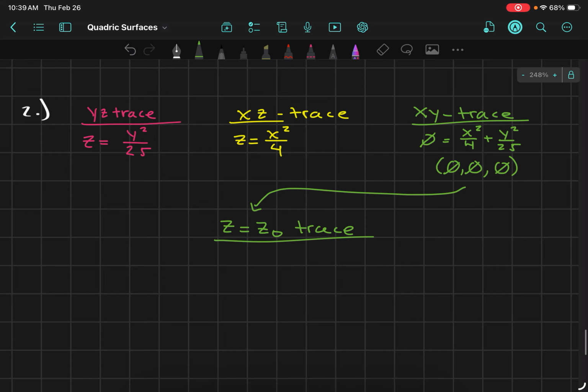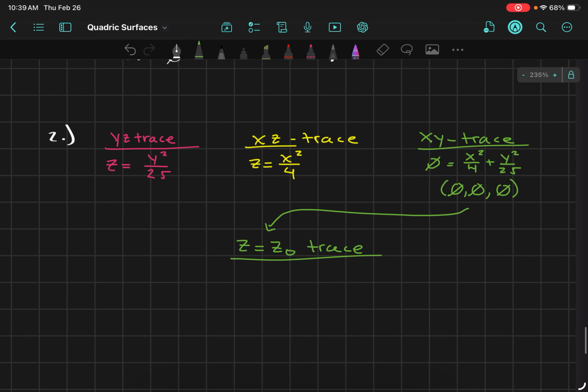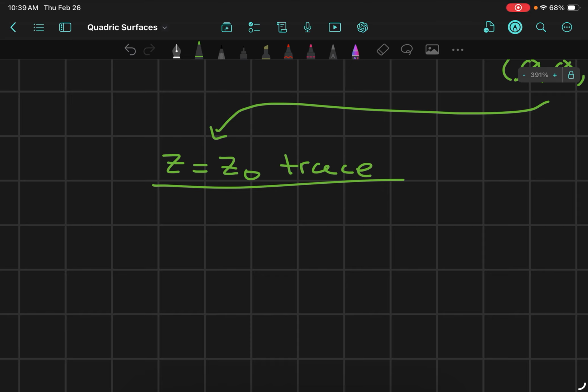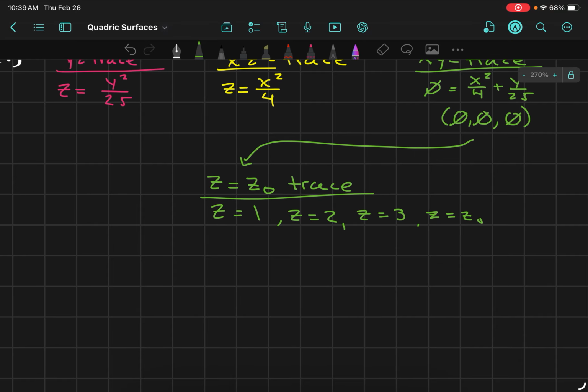So, what this means is essentially you will have scenarios wherein one of your traces may give you 0, 0, 0, or that may give you a point instead of a function. This essentially means that you have to hold this z value as a constant rather than setting it to 0, okay? So setting z equal to z naught essentially is setting z equal to 1, z equal to 2, z equal to 3, z equal to z naught. So we are going to do that.